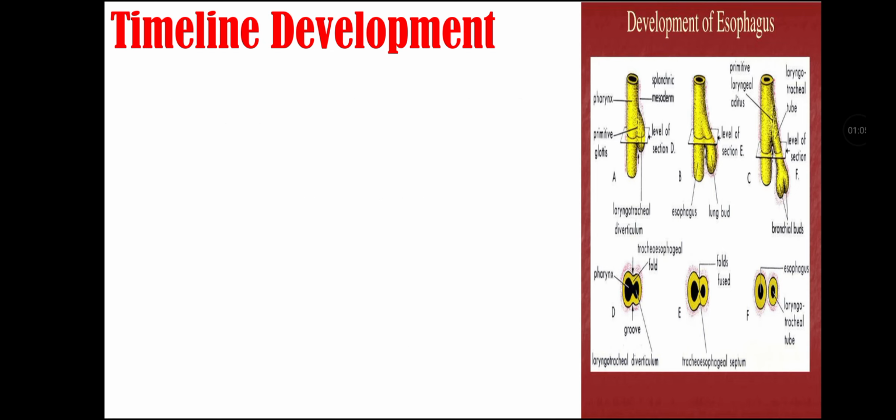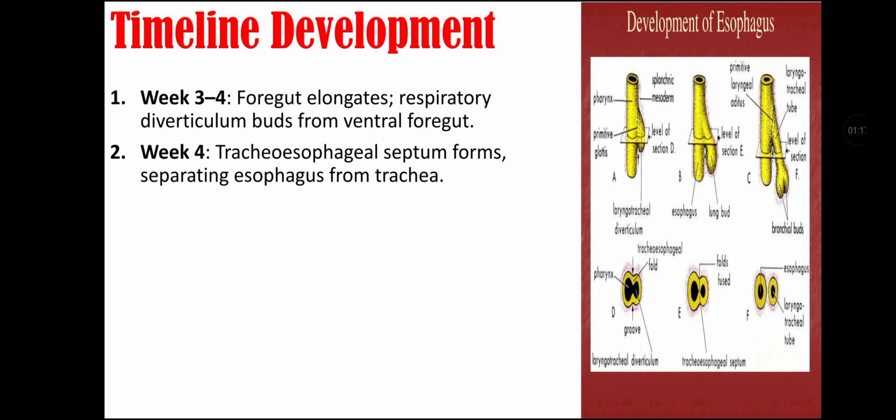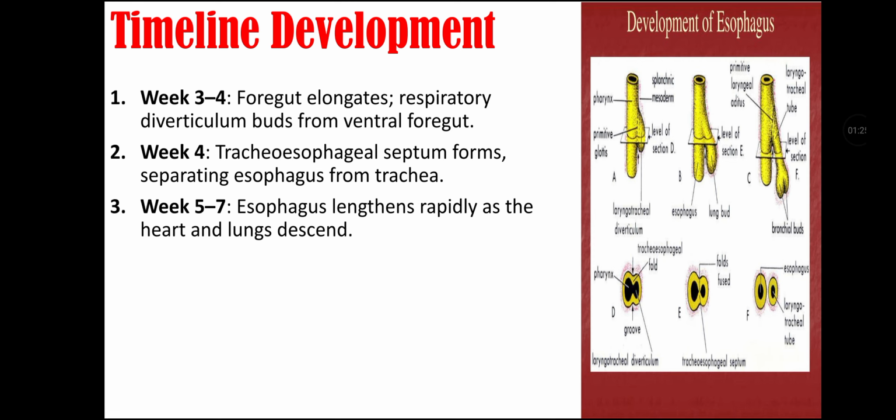Timeline of development of the esophagus. It starts from week 3 to 4, in which the foregut elongates and the respiratory diverticulum buds from the ventral foregut. During week 4, the tracheoesophageal septum forms and thus separates the esophagus from the trachea. During week 5 to 7, the esophagus lengthens rapidly as the heart and lungs descend.